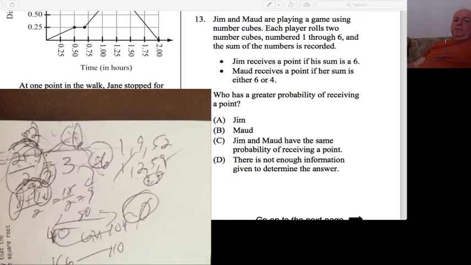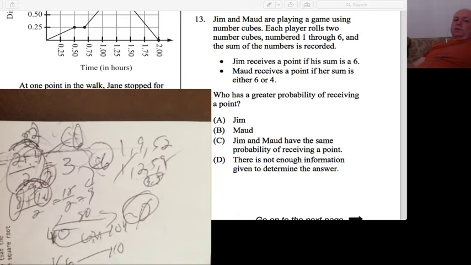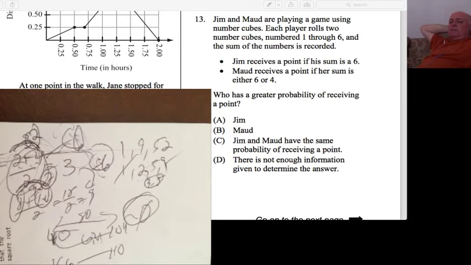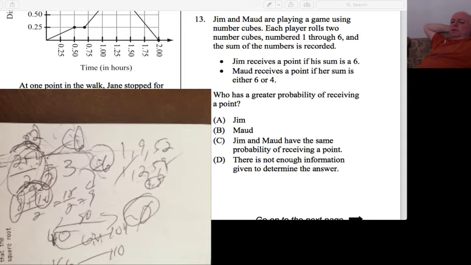Right? So basically he can get a sum out of 12 because there's 2 dice. Okay? Maud receives a point if her sum is either 6 or 4. So in Maud's case, she has the same possibility as Jim plus another one. Right? I don't know what the question is yet, so I'm just running this through my head. So she can also get the 6, but she can also get a 1 and a 3 and a 2 and a 2. So she has more chances to get a point than Jim has.